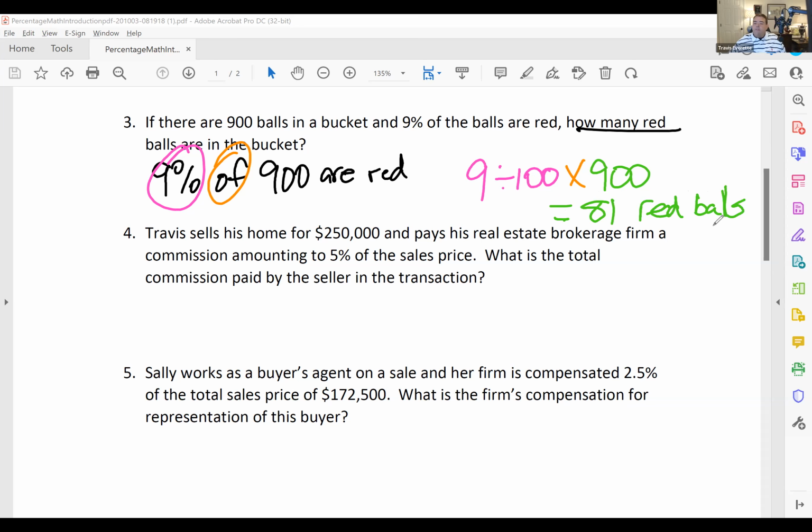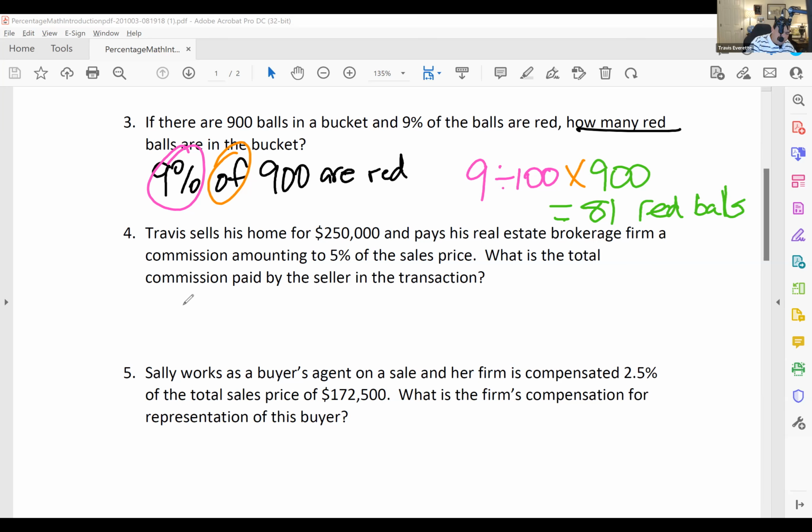Look at number 4. Travis sells his home for $250,000 and pays his real estate brokerage firm a commission amounting to 5% of the sales price. What is the total commission paid by the seller in the transaction?